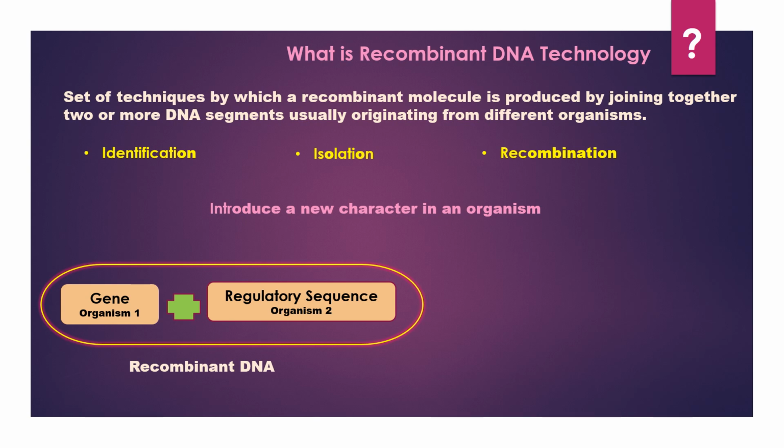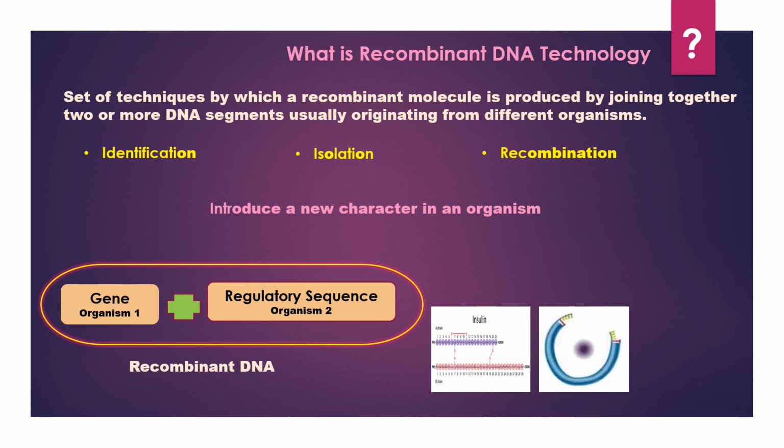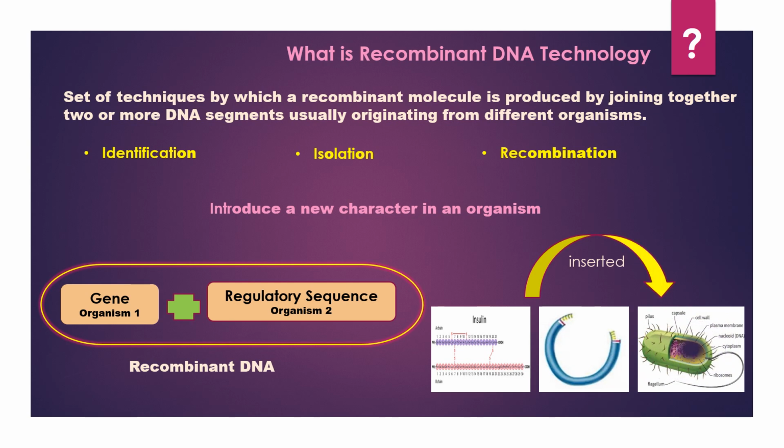For example, to produce the human insulin hormone, we will need the gene that codes for insulin in humans, along with the regulatory sequences from another organism, and this recombinant molecule will be inserted into a bacterium so that the recombinant bacteria gets a new characteristic, that is to code for human insulin hormone.